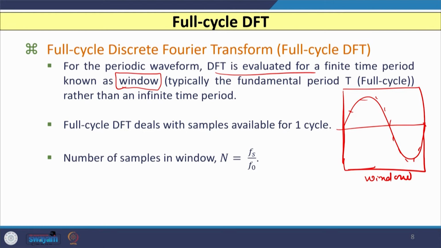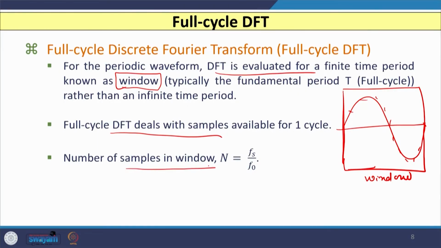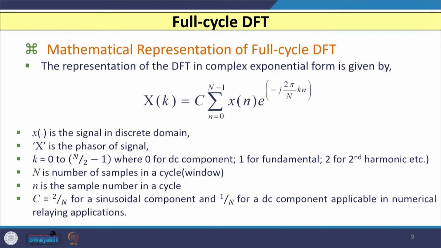So, full cycle DFT is dealing with the samples available for one complete cycle. If the sampling frequency is given, let us say we are acquiring samples of a particular signal, such as a current signal, and if the fundamental frequency is also known, then the number of samples in a window, that is N, is given by the ratio of sampling frequency divided by fundamental frequency. Now, let us see how the full cycle DFT is represented mathematically.